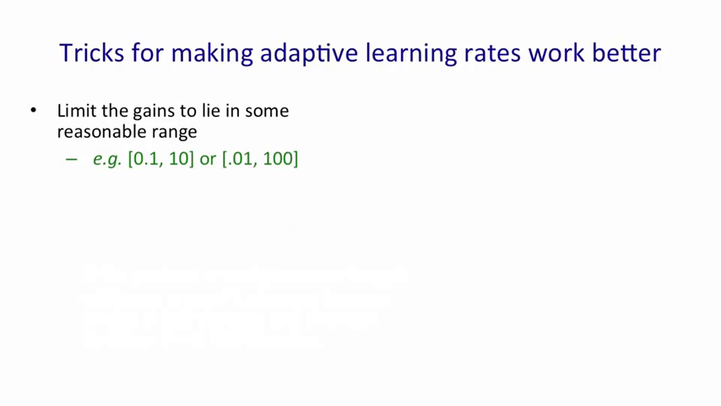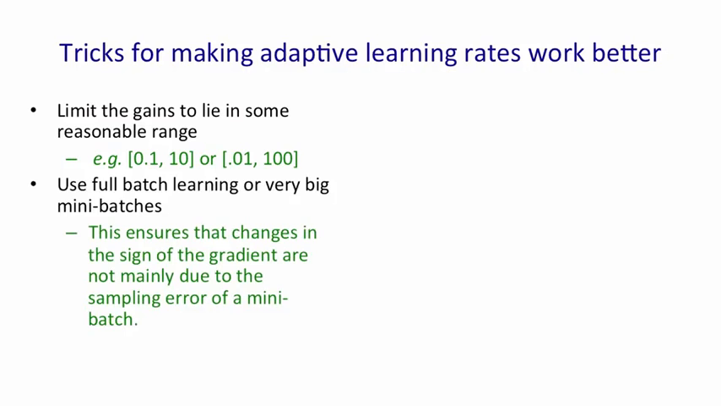There's a number of tricks for making the adaptive learning rates work better. It's important to limit the size of the gains. A reasonable range is 0.1 to 10 or 0.01 to 100. You don't want the gains to get huge, because then you can easily get into an instability and they won't die down fast enough and you'll destroy all the weights. The adaptive learning rates was designed for full batch learning. You can also apply it with mini batches, but they better be pretty big mini batches. That'll ensure that the change in signs of gradients aren't due to the sampling error of mini batches. They really are due to going to the other side of a ravine.